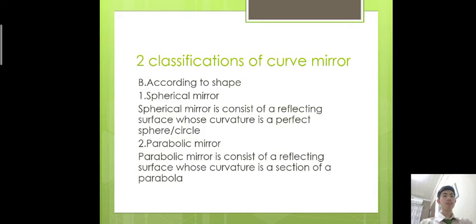Two classification of curved mirror. B according to shape. The first one is spherical mirror. Spherical mirror consists of a reflecting surface whose curvature is a perfect sphere or circle. While the other one is parabolic mirror. Parabolic mirror consists of a reflecting surface whose curvature is a section of a parabola.